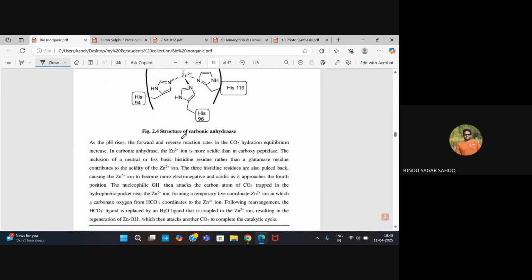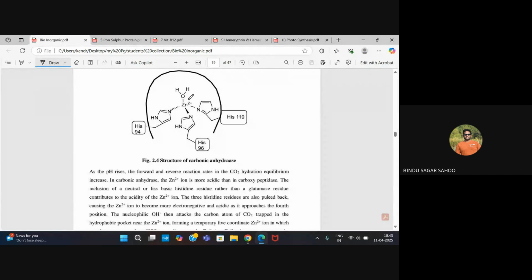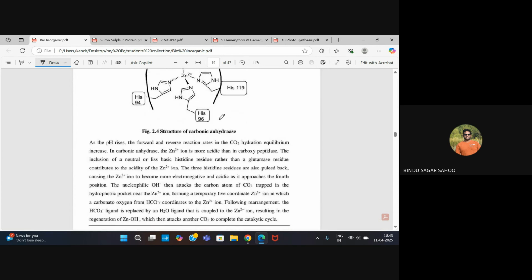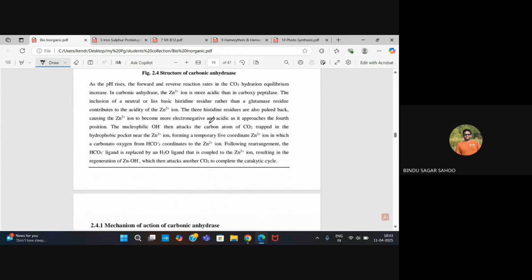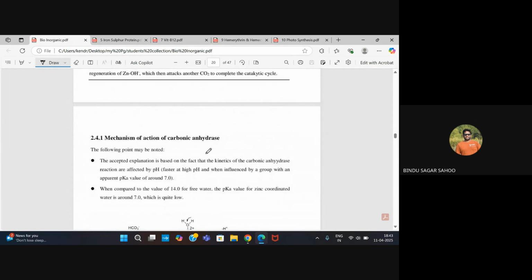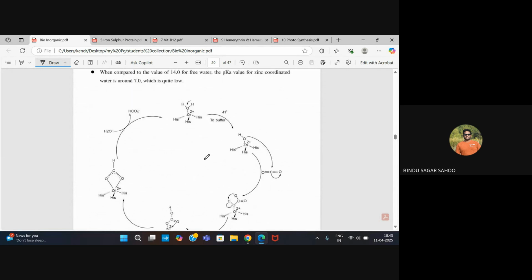And we will discuss another zinc enzyme after a few minutes. This is called carboxypeptidase. And out of carbonic anhydrase and carboxypeptidase, this carbonic anhydrase is more acidic compared to carboxypeptidase. Then we'll discuss its mechanism, how it converts CO2 into HCO3 minus ion. And this is the mechanism cycle.